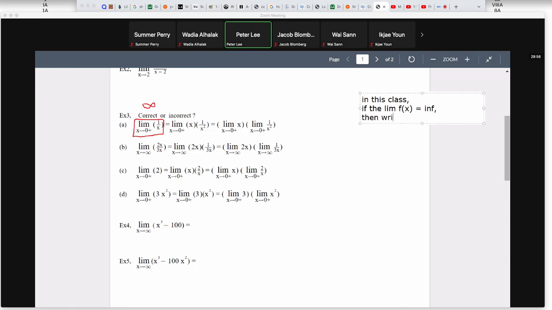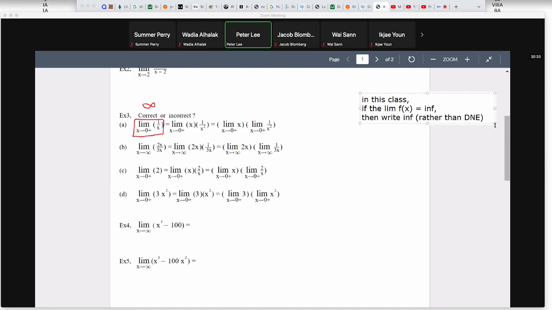Then write infinity rather than what? Rather than does not exist. So once again, if the limit comes up infinity or minus infinity, then write infinity or write minus infinity. Don't say does not exist, because infinity is the better answer. Infinity is the more specific answer, even though the limit does not exist is correct. In some books they actually write it that way, but infinity is the more specific answer, so I prefer infinity.